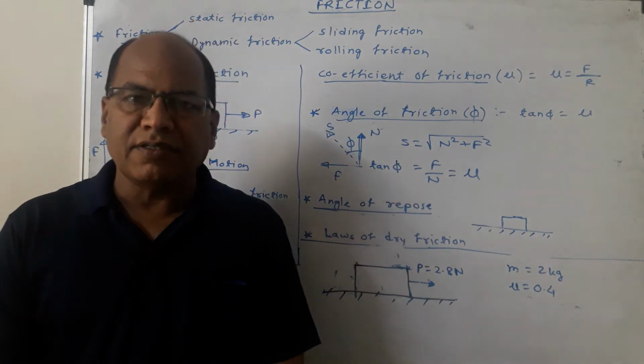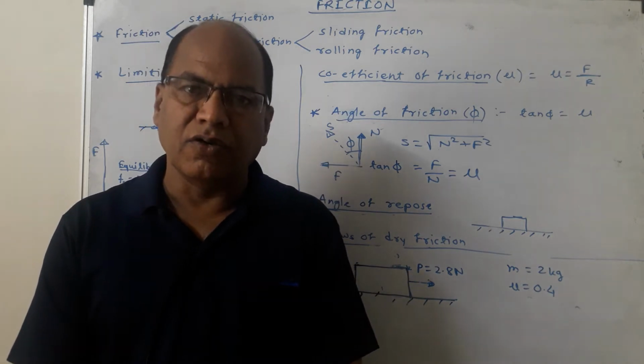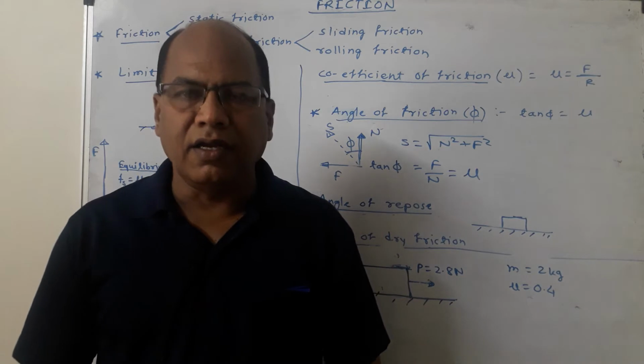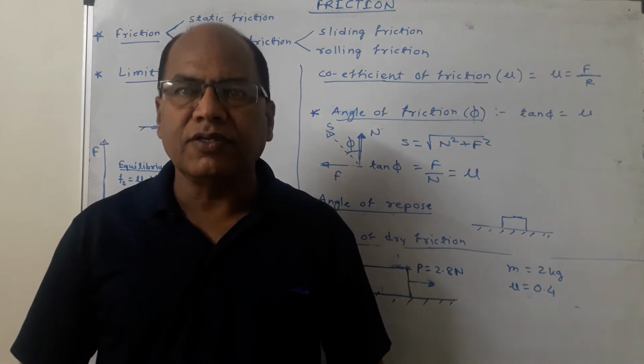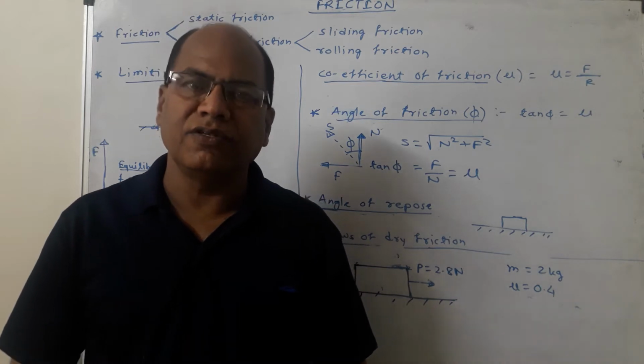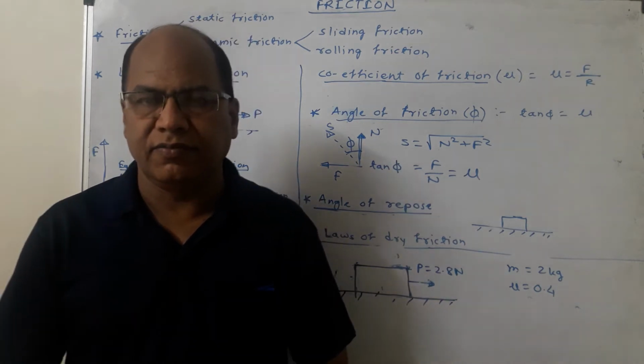Whenever two surfaces in contact slide or tend to slide, roll or tend to roll over one another, an invisible force comes into existence which opposes the motion. This force is called frictional force and the phenomenon is called friction.